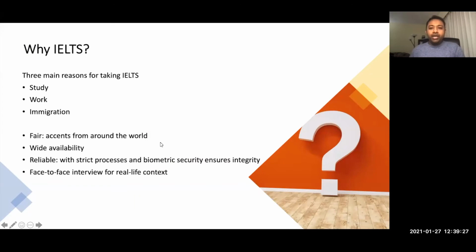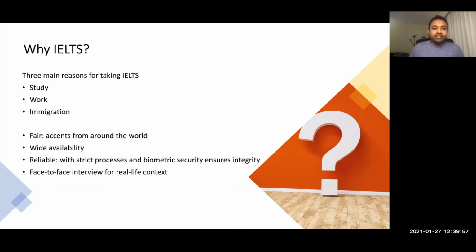All right, why do we have to take the test, or why are we studying about the test? It is because we want to study or work or move to a country where English is the first language, or is spoken by the majority of people, or is the official language, etc. And why the IELTS test in particular? Because there are quite a few others as well.